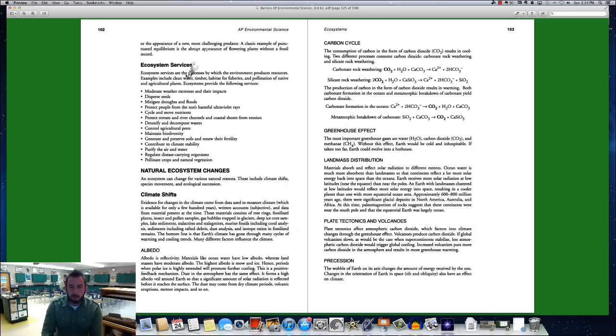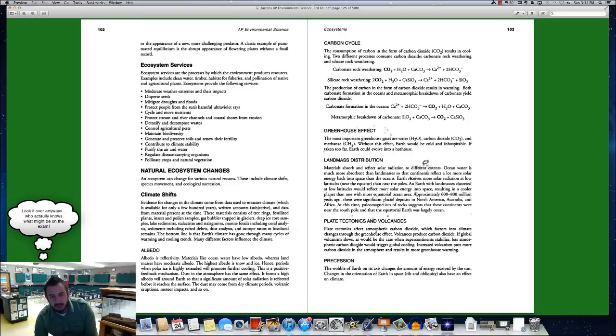Now, all this information is in the 3rd edition. It was left out of the 5th edition. I'm going to leave it up here for a minute. I'm not going to specifically go over all this, but this is just natural ecosystem changes that occur, where some of these changes could occur. I'm just going to highlight. I'm not going to go over each individual one.